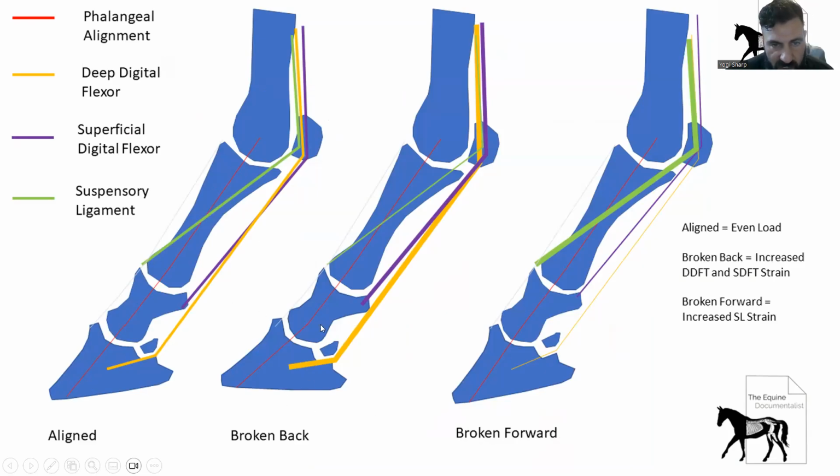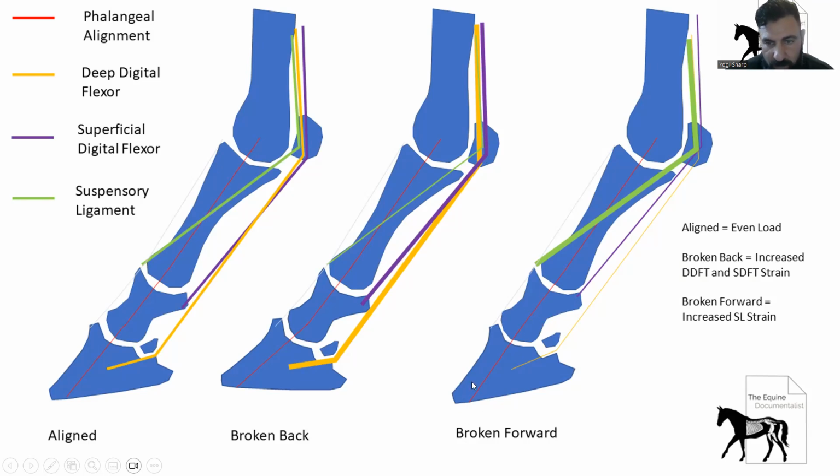If the heels sink into the floor, then we have increased strain in the deep digital flexor tendon and the superficial flexor tendon, and a reduced strain on the suspensory. But that predisposes the flexor structures to injury.